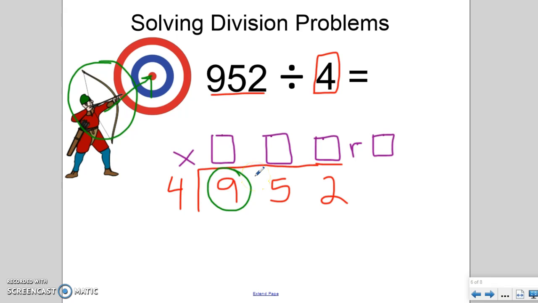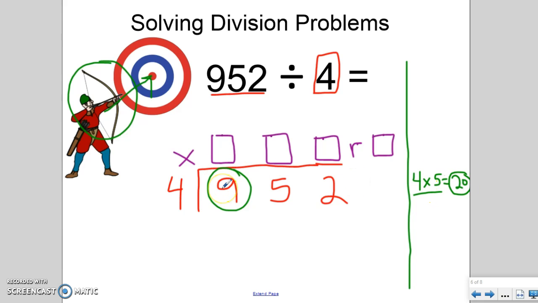Well, this is where I want you to do something to help yourself. Off to the side, I want you to set up a little multiplication chart for yourself. Now, I always want you to start with the middle digit. Middle digit is 5, and we should know our 5's facts really well. So we're trying to figure out 4 times what? Let's get 4 times 5 on the board. 4 times 5 is 20. So if my target is 20, I'm going to use the 5.